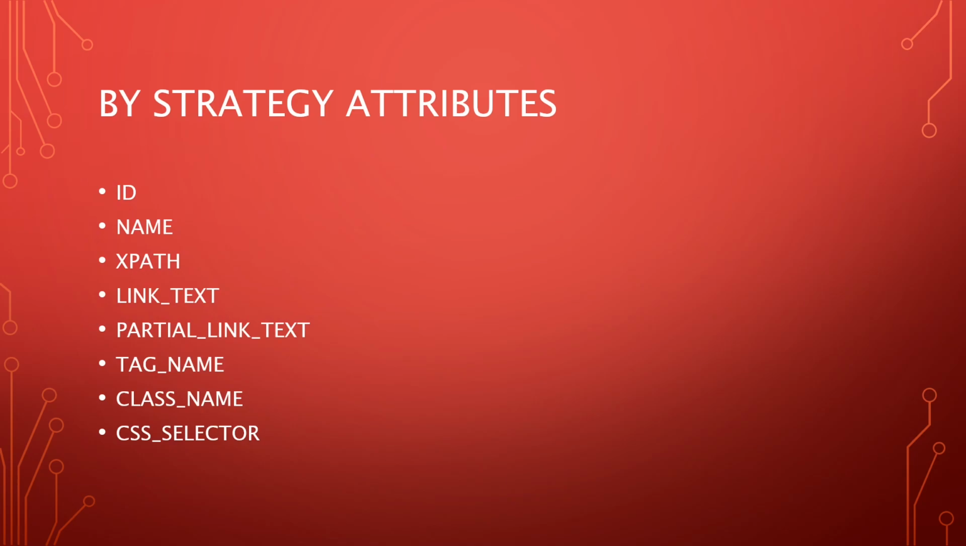The attributes available for the By class are used to locate elements on a page. These are the attributes available for the By class. Using the By strategy makes your code more readable and maintainable. It clearly specifies the type of locator strategy you are using to find the element.